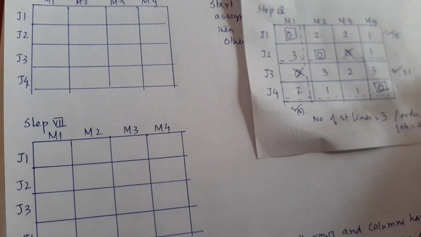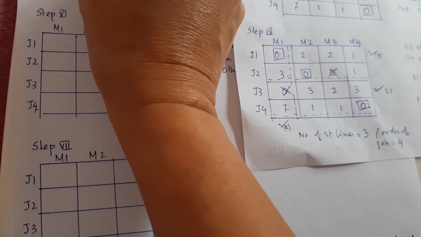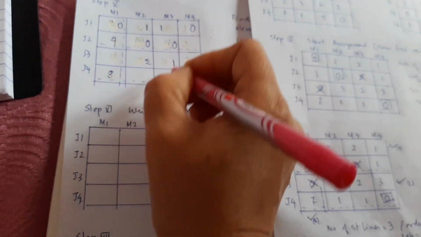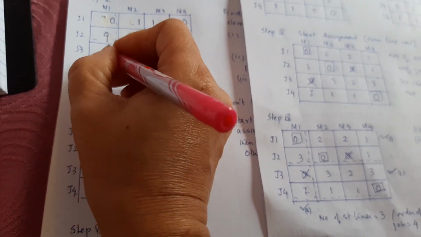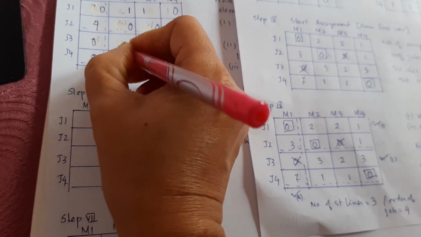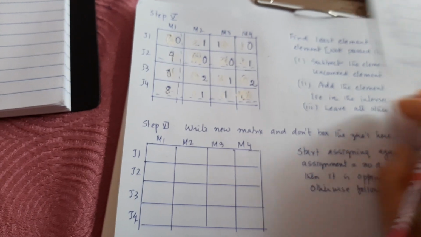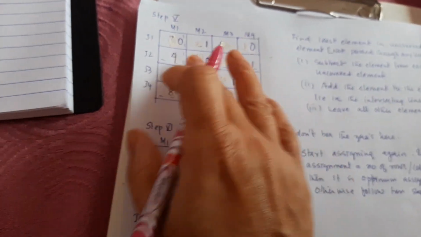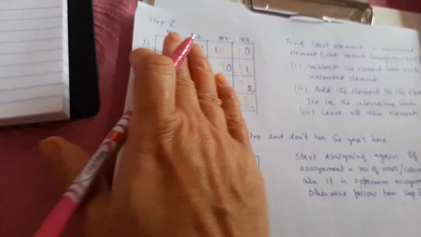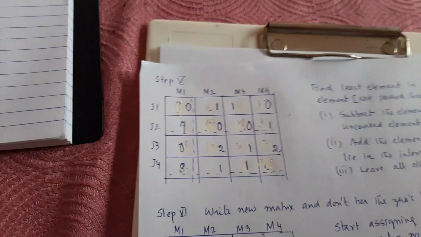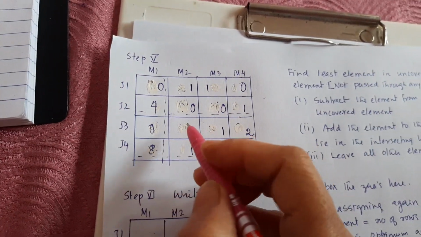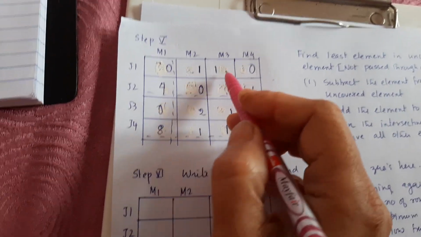Then you need to put 4, this will be 0, then this will be 0 here, then this will be 1 here, and here you have 0, and here you have 1, and here you have 1. So you get this matrix. You don't need to put the dotted line here, although I have put the dotted line. You don't need to put the dotted line. So this is your new matrix after reducing further.